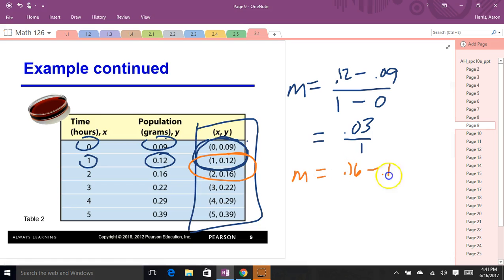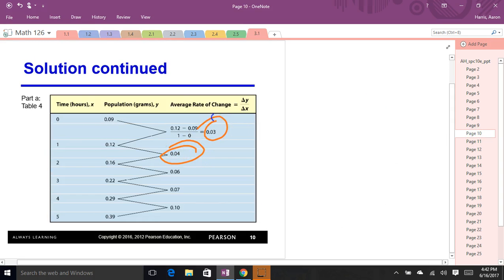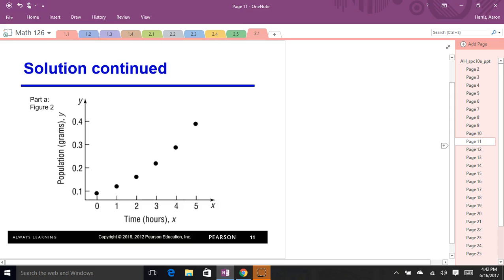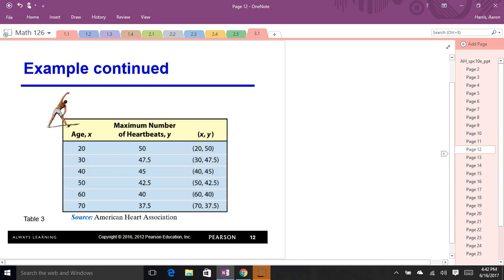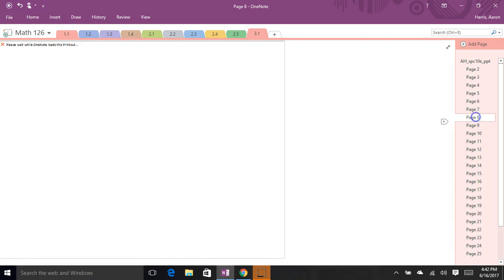y2 minus y1 over x2 minus x1. But this time it's 0.04. So your slope here is 0.04. As soon as you see it change, it wasn't 0.03, it was 0.04 this time. As soon as you see it changing from 0.03 to 0.04, and notice it keeps changing, you throw it out and you say it's not linear. And notice the data here is not linear. It's not following a linear pattern. It's not a line.